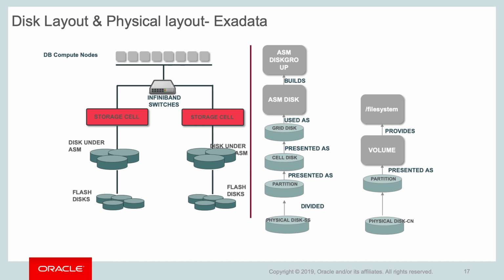Physical disks are divided into multiple partitions, and these partitions are presented as a LUN to the cell. Some LUNs from compute node disks are used to create a file system for the operating system. When it comes to a storage cell, we create cell disks from the storage cell disks, and cell disks are further divided into grid disks, and grid disks are used to build ASM disk groups. An ASM disk group is made up of several ASM disks from multiple storage cells. So finally, when we create a database, it is built on these disk groups which are created out of the storage cells.